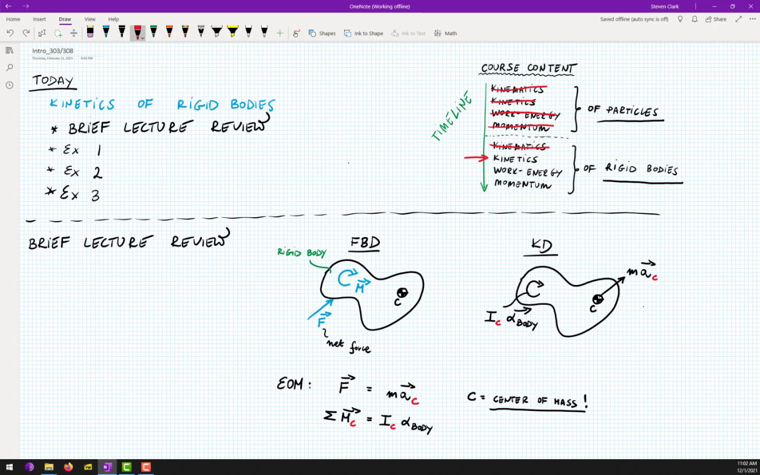Let's start with a brief lecture review. So what do we have in here? So right now we have a rigid body. And for the first time this semester during our discussion, yes, we consider that body as an object that has mass, yes, and moment of inertia about point C, so-called center of mass, yes.